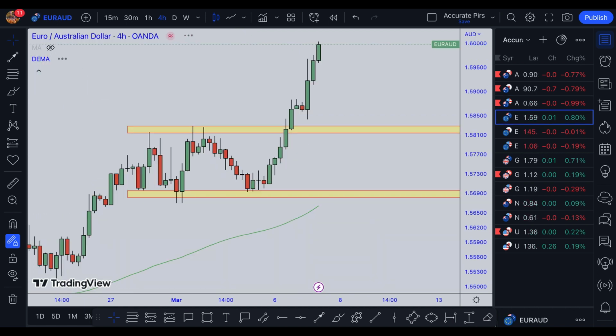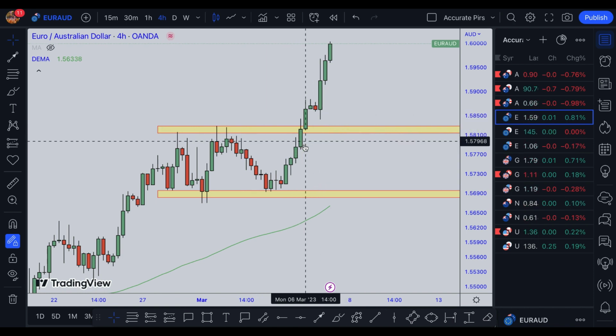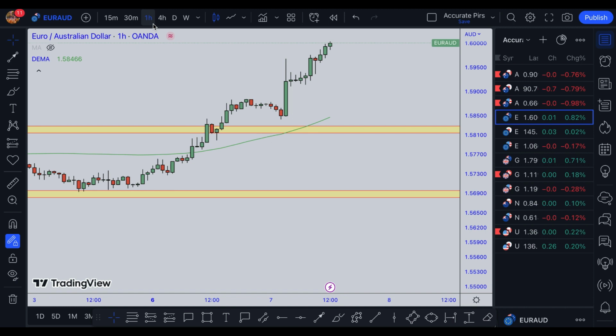So let's move on to Euro AUD. With Euro AUD, we've already missed this trade. This happened Monday afternoon. You can see we had a break of this resistance level and the market's just shot towards the upside. So with Euro AUD, we've missed this trade.